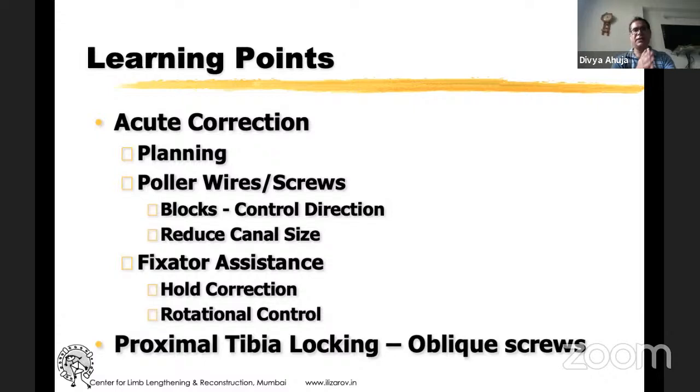One can use the fixator to hold the correction, but more importantly, it will help with rotational control as well. And in the proximal tibia, where we are locking, more than the transverse mediolateral locking, the oblique locking is going to help you hold the fixation well. Thank you so much.